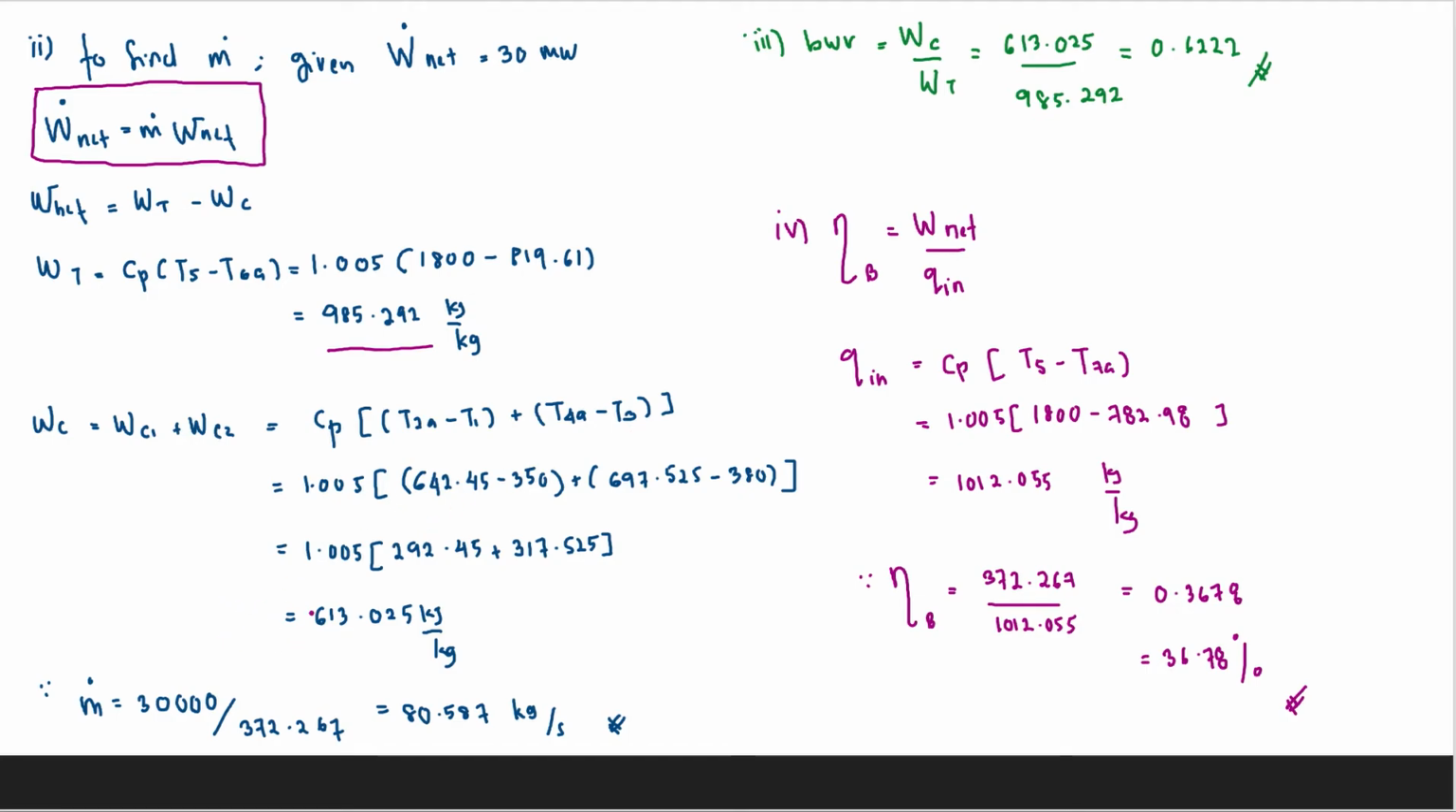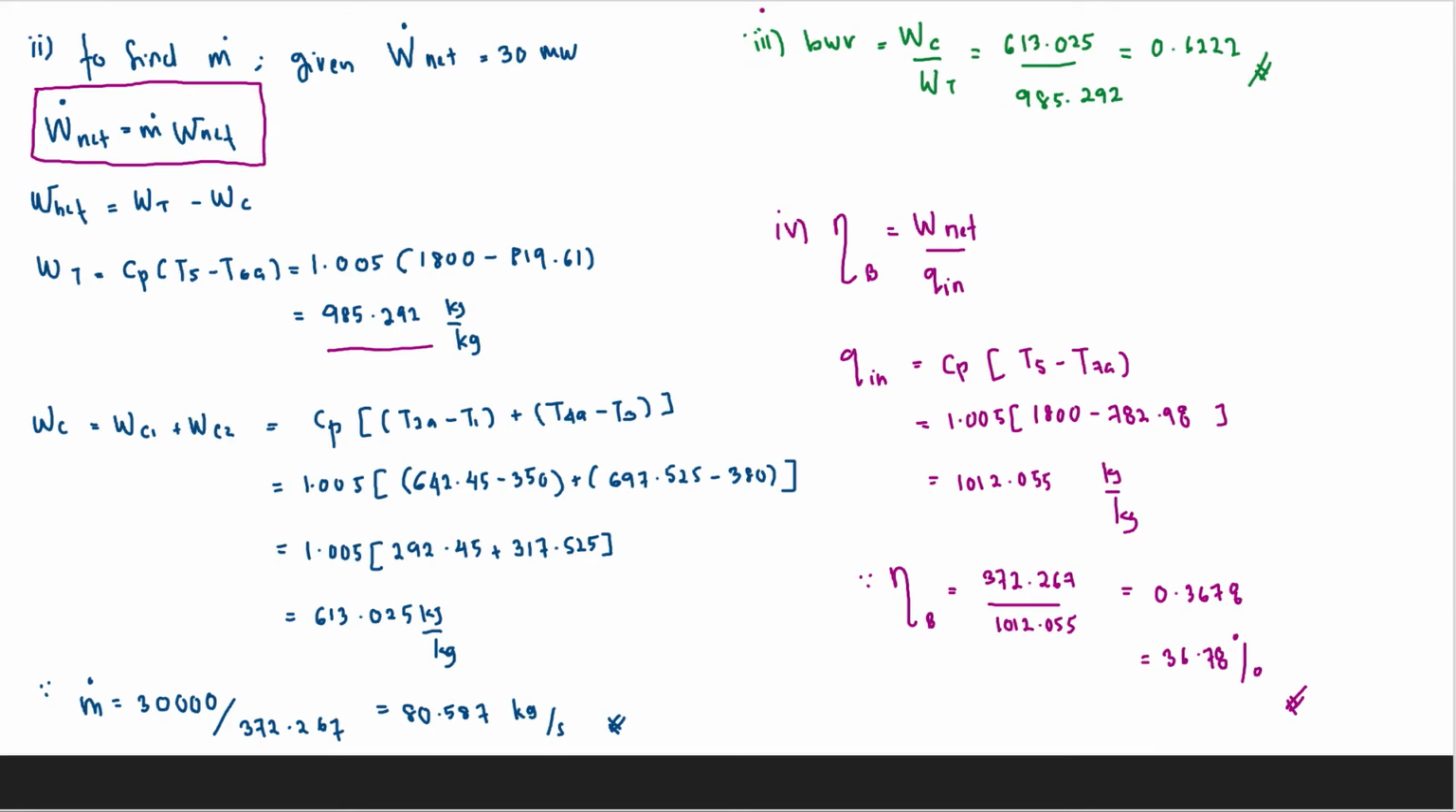So I will get WC as 617.025 kilojoule per kg. Then rearrange this formula: m dot is equal to W dot net over W net. Then I will get m dot as 80.587 kilogram per second. Please don't forget to put the unit.